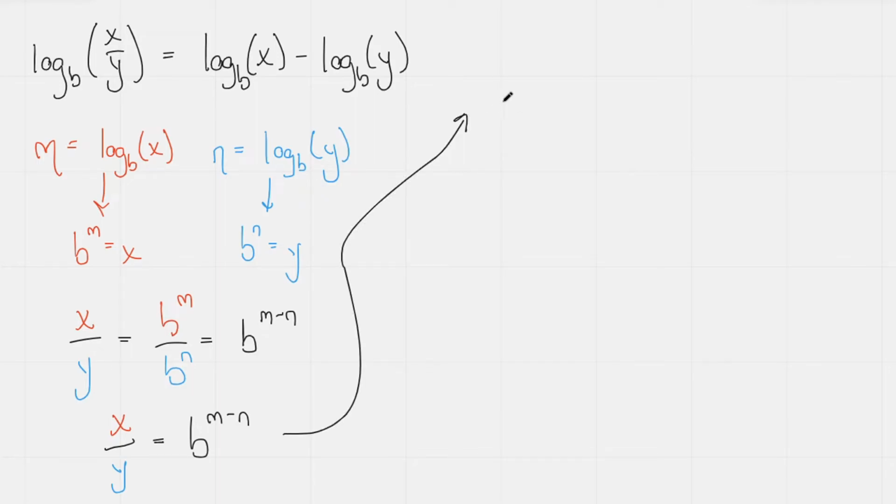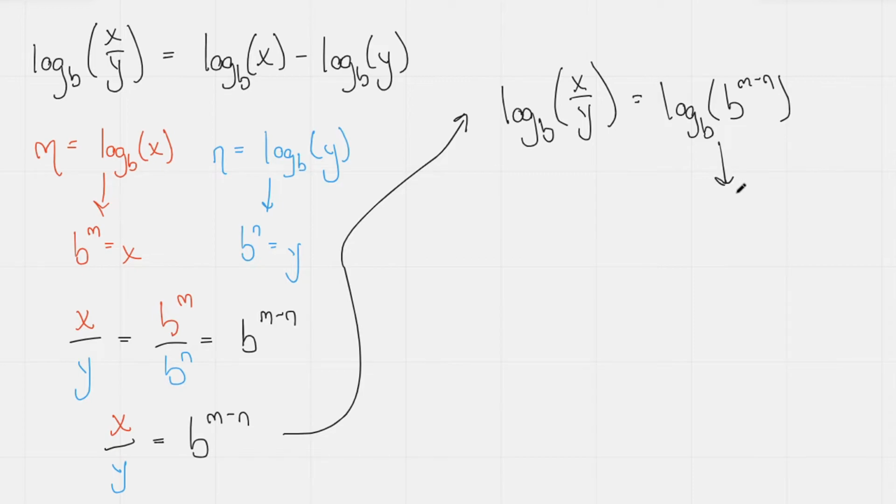Okay, so like before, let's take the log of both sides, since we are particularly interested in the log of x divided by y. So the log base b of x divided by y equals the log base b of b to the m minus n. Recall that the definition of the log says: b to what power equals b to the m minus n? Well, of course, the only logical answer would be m minus n.